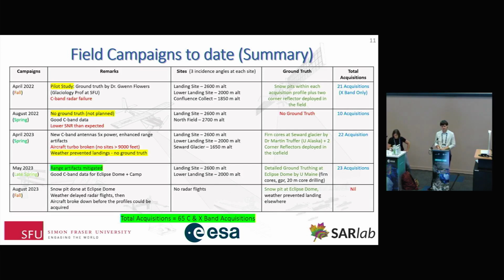Also, coincidentally, there was a team from the University of Maine at the Eclipse Dome site, and so they were able to get us some very good quality ground truthing data. We returned just a few weeks ago in August 2023 in order to try and complete this project. But again, we were able to get 1 snow pit done, and then weather delayed our radar flights, and then we had a very scary in-flight engine failure that ended the campaign early. So again, we weren't able to gather great data from that campaign.